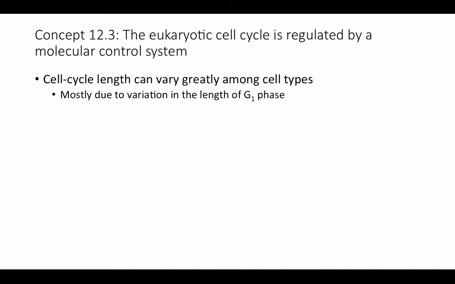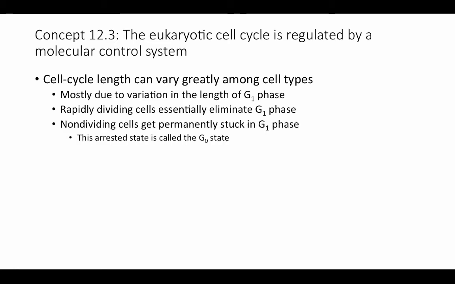So now let's think about the regulation of this cell cycle. What keeps it moving? What makes it happen in the right place and at the right time? So we can see that cell cycle length can vary greatly among different cell types and during different phases of life. When you're actively growing, you've got a lot of cell division going on. When you're a fully mature adult, you don't have quite so much. So most of this variation is due to variation in the length of the G1 phase. And in fact, cells that are dividing really fast all the time essentially just eliminate that G1 phase. They just plow right through it.